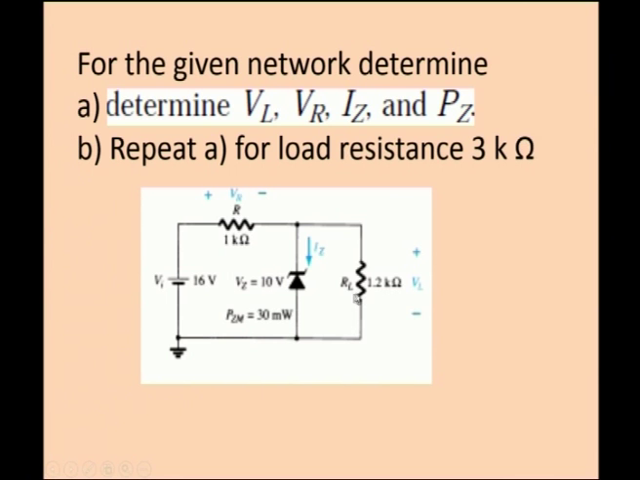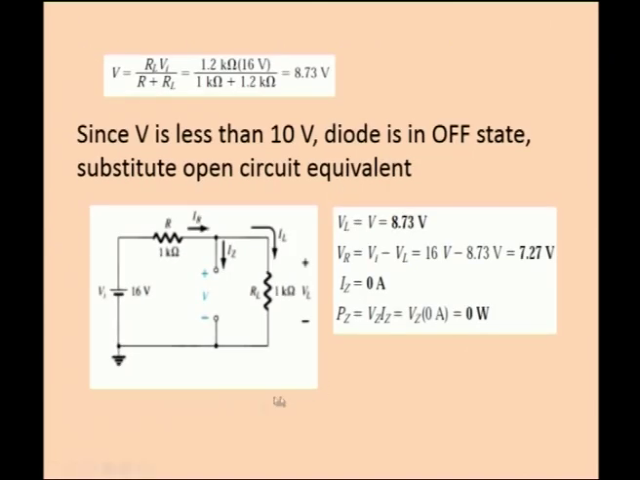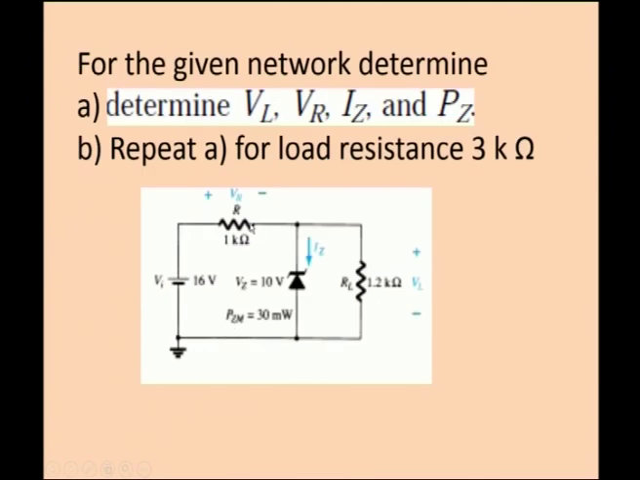So here the load resistance is given as 1.2 kilo ohms, and if you replace the load resistance with 3, what will happen to all these values? So you have to analyze the network now as in the case of the previous network. What we have to do is find out the state of the diode, then replace the diode by its equivalent depending upon the voltage, and then finally calculate the load voltage, load current, everything.